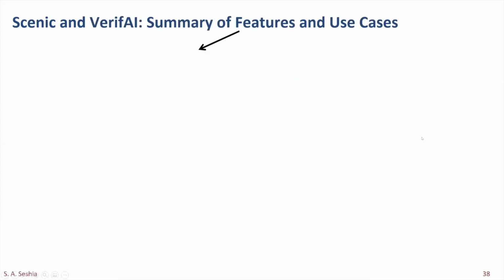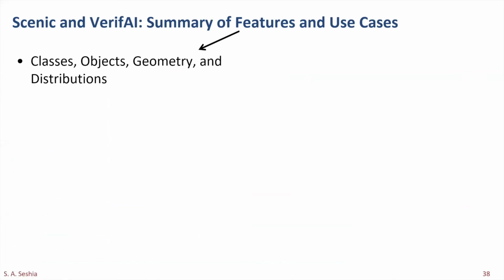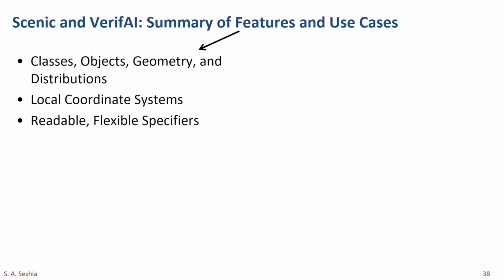So I want to start out by summarizing the features of the two tools we presented today. First of all, on Scenic, there are many language features that we went through. You can specify classes, have different types of objects. You have basic support for geometry and distributions. You have this notion of a local coordinate system that we touched upon, where every object has a local coordinate system and you can specify attributes relative to that. We didn't talk a lot about this, but we have this notion of specifiers that you saw for specifying attributes of different objects. We can add declarative constraints.